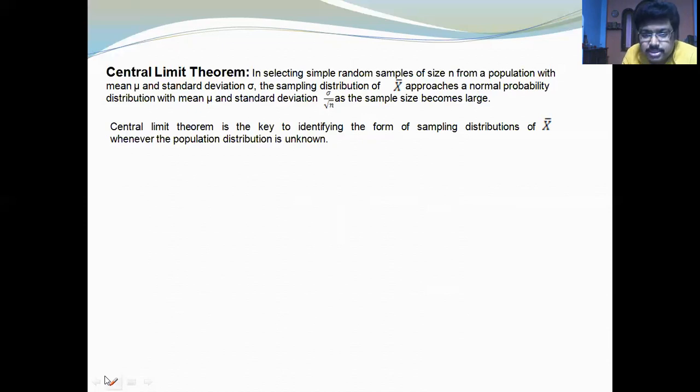In selecting simple random samples of size n from a population with mean mu and standard deviation sigma, the sampling distribution of x bar approaches a normal probability distribution with mean mu and standard deviation sigma by root n. This is the central limit theorem.